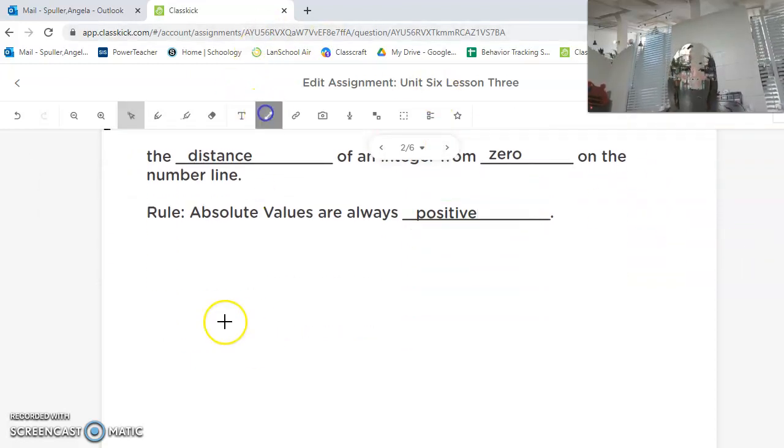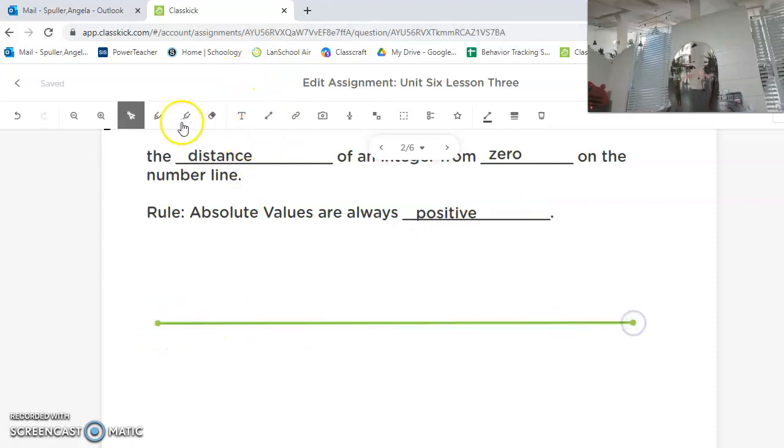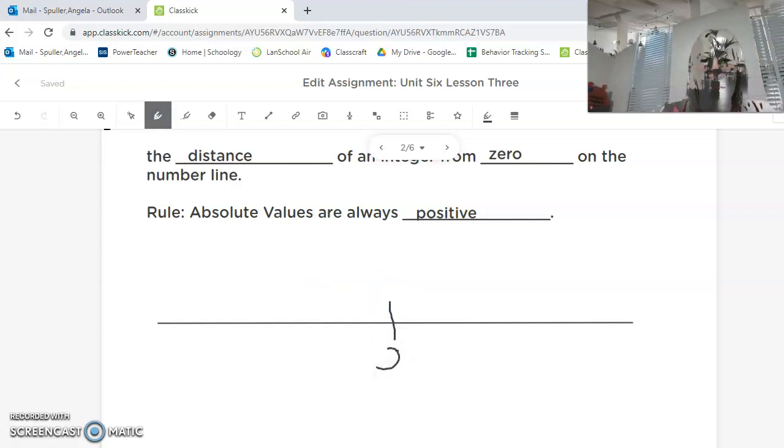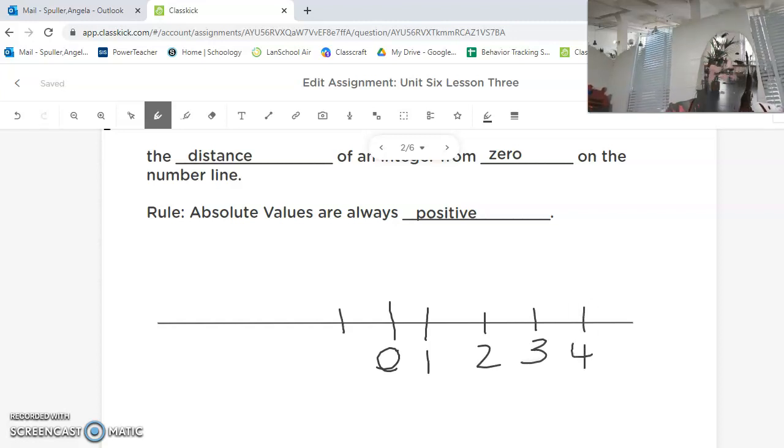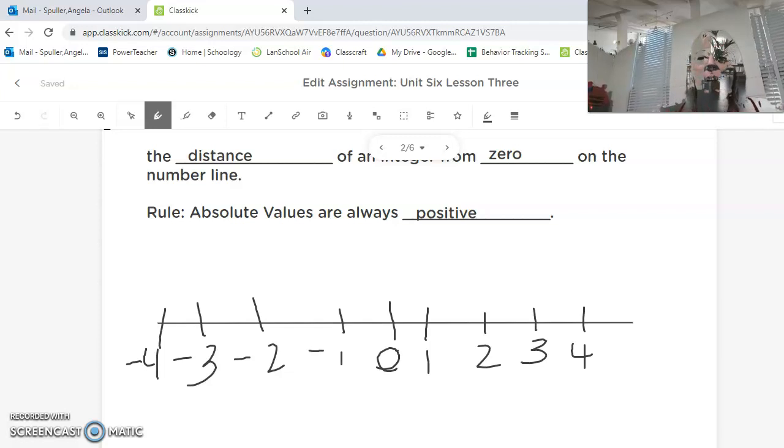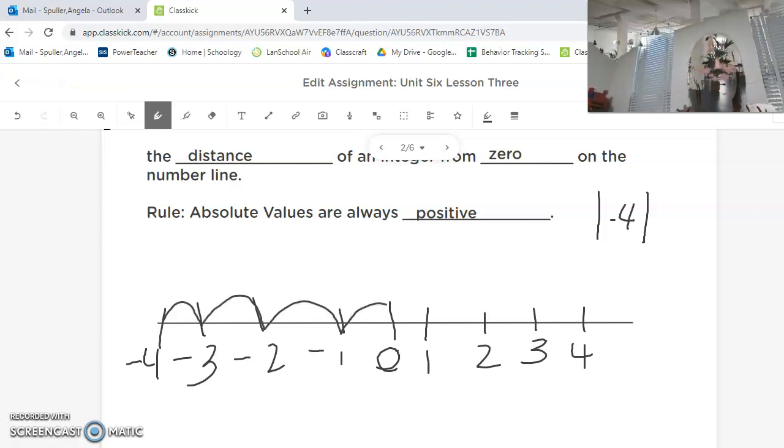Scroll down. All right, let's look at this. Let's say that here is our 0. Here's 1, here's 2, here's 3, here's 4. Here's -1, -2, -3, -4. If I want to know the absolute value, and this is the symbol for absolute value, of -4, I have to figure out how many jumps it takes. 1, 2, 3, 4. So the answer is 4.